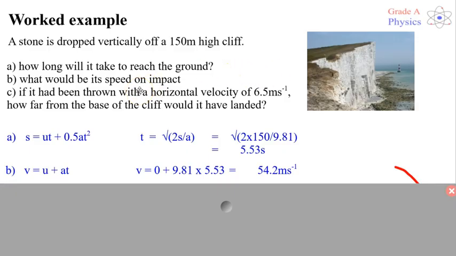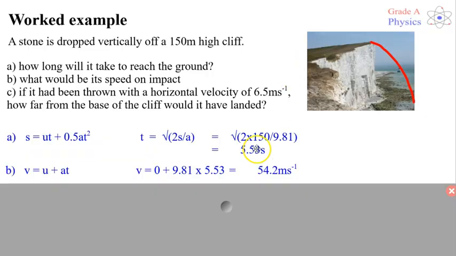Right, part C. What about if we'd thrown it horizontally with a velocity of 6.5 meters per second? So now we have our parabolic path. We have this horizontal motion and also this vertical motion as well, this acceleration. Now that sounds really difficult all of a sudden.